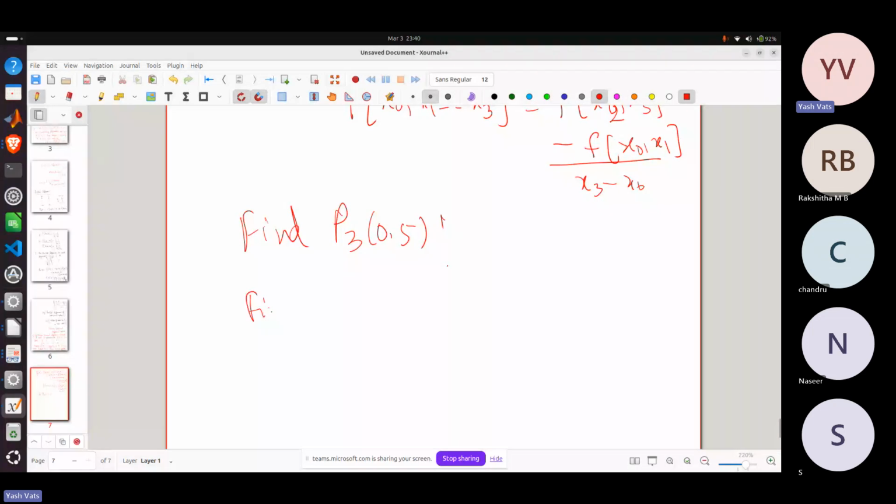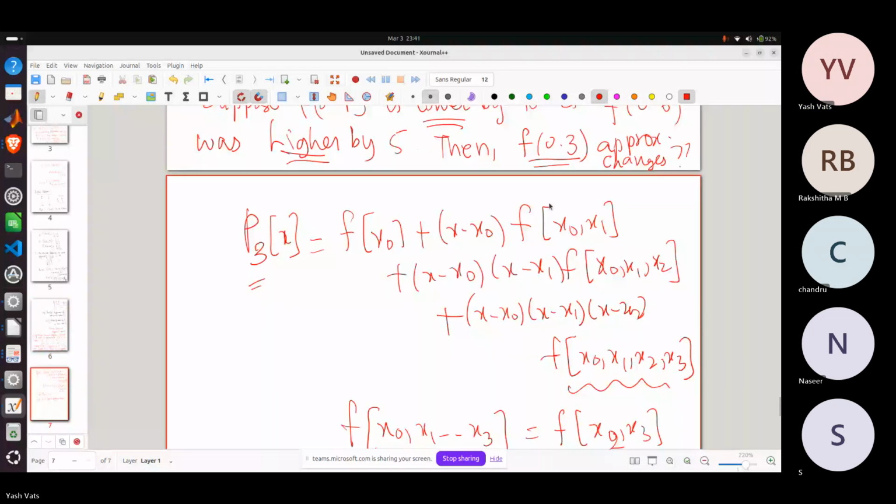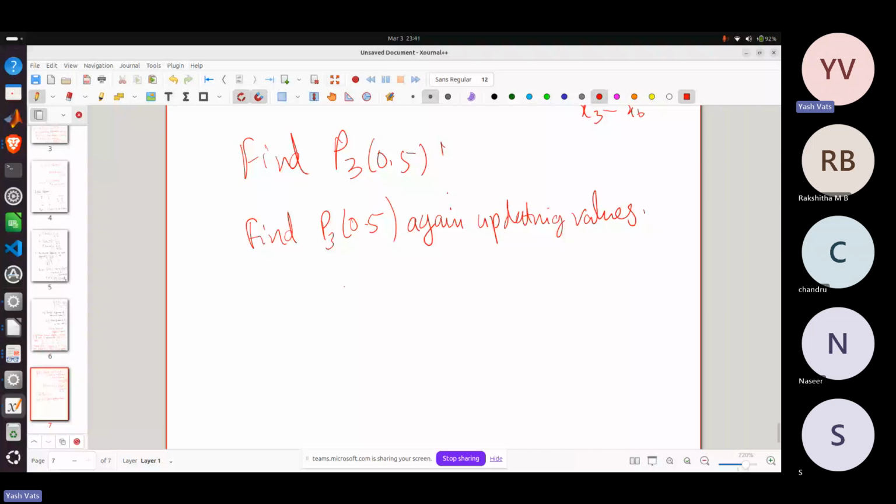Find p3(0.5) again, updating values. Then just try to find what is your f(0.3). Change in f(0.3).